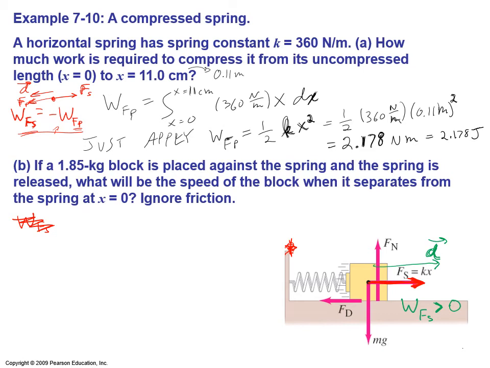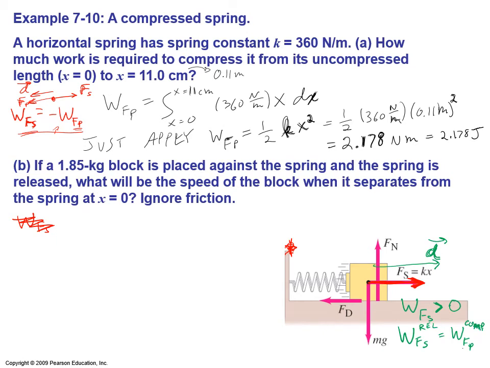And it's actually going to be exactly the amount of work done by the person in part A. So W of the force of the spring, when it's released, is going to be equal to the work done by the person when it's compressed. Okay, so how do you know that?